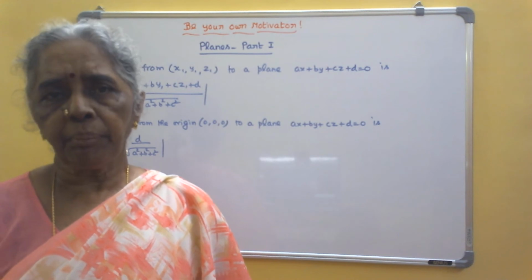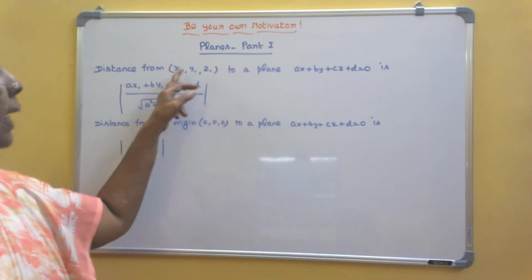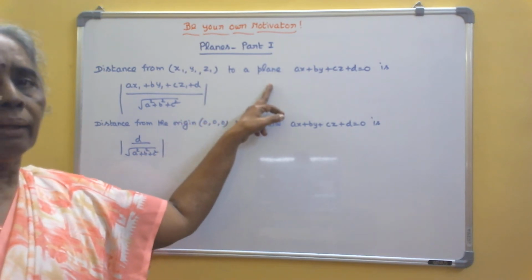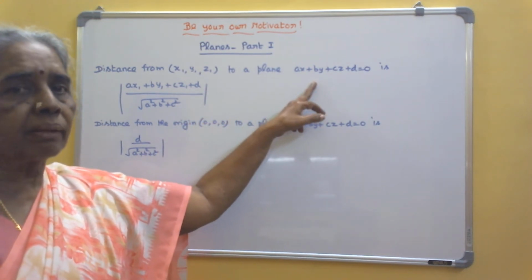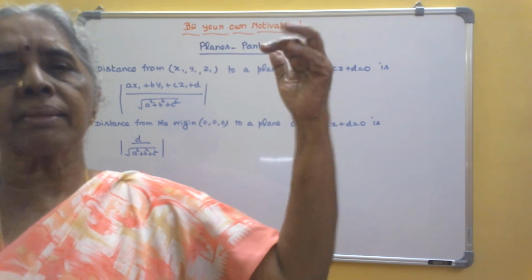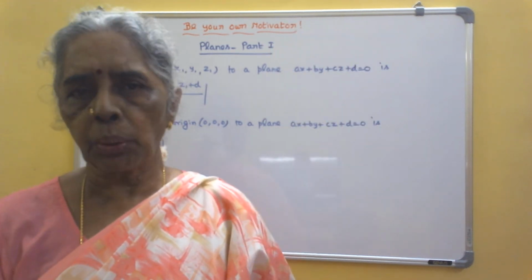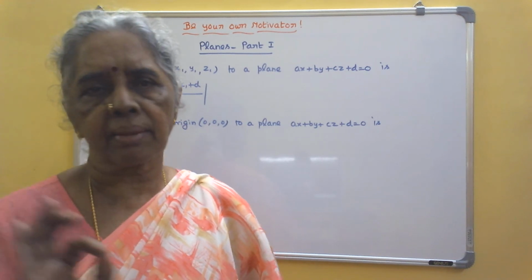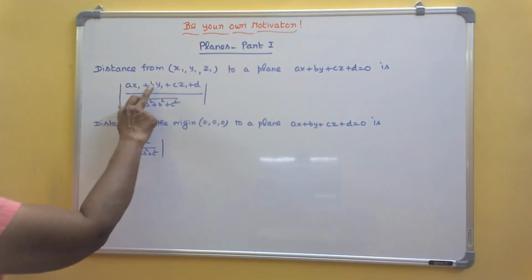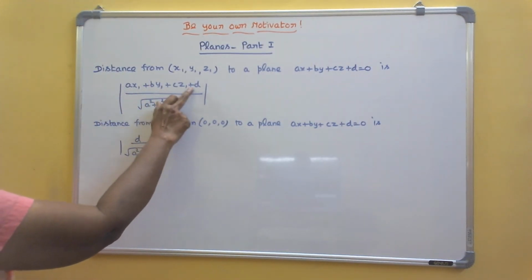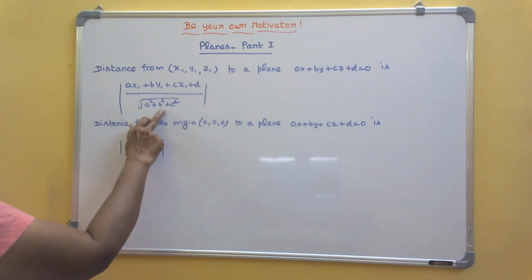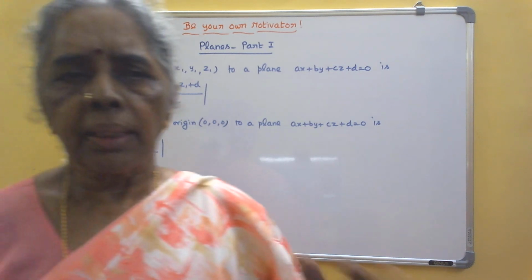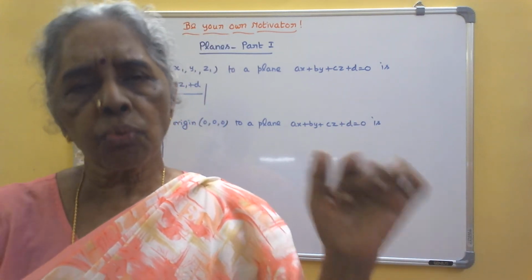Now, distance from any point x1, y1, z1 to a plane, note the format what I have written, ax plus by plus cz plus d is equal to 0. Here I have brought the d to the left hand side. Okay, yes. The distance is ax1 plus by1 plus cz1 plus d by root of a square plus b square plus c square, the whole mod. Distance will always be positive, so the modulus.